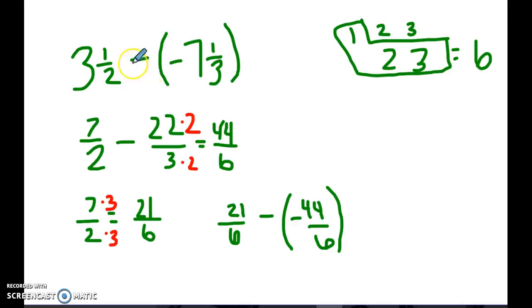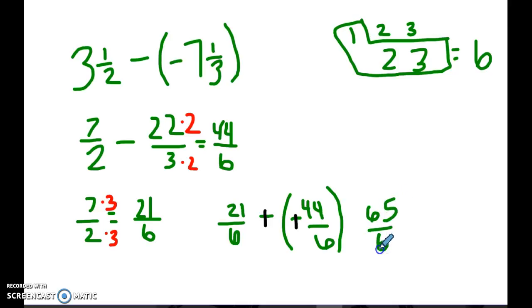So make sure that you keep the signs and the operations the same as the original problem. And subtracting a number is like adding the opposite, or keep, change, change. So you're really going to be adding 21/6 plus 44/6. That's going to give you 65/6.